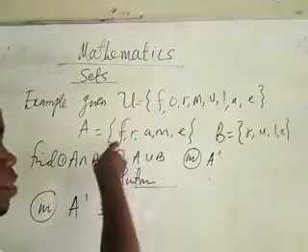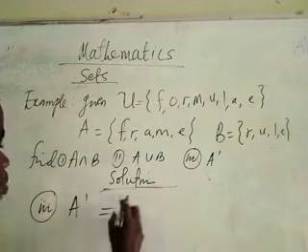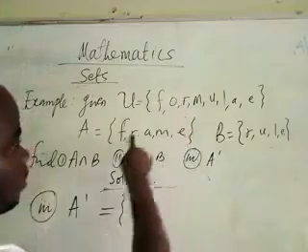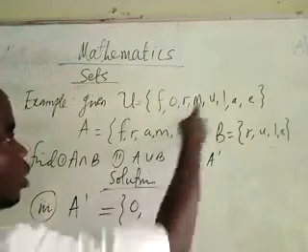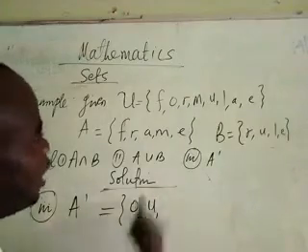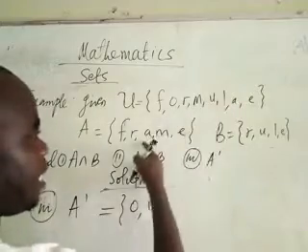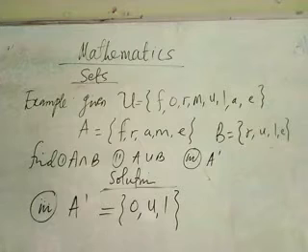You can't pick F because there's F here. O, there's no O here, so O is part of the elements. Which one again? You can't pick R because there's R here. M, you can't pick it, there's M here. U is part of it. You understand? So let's look at it. L is part of it. A is here, E is here, you cannot pick them. So these are what you have. O-U-L. So O-U-L here are the elements that are A complement.